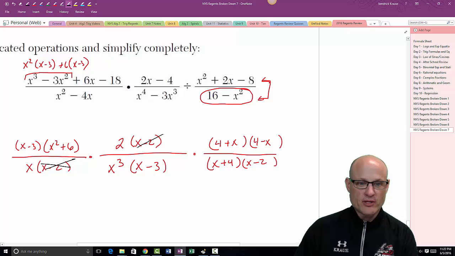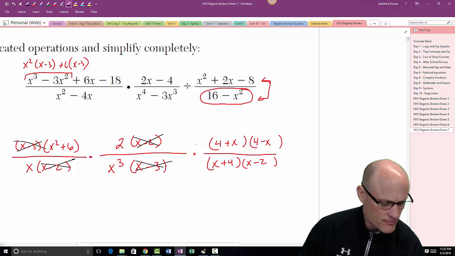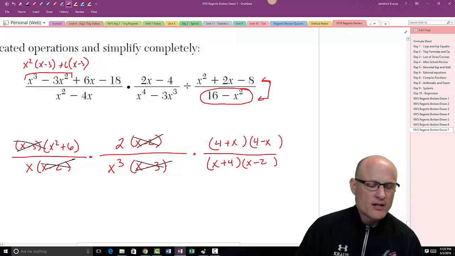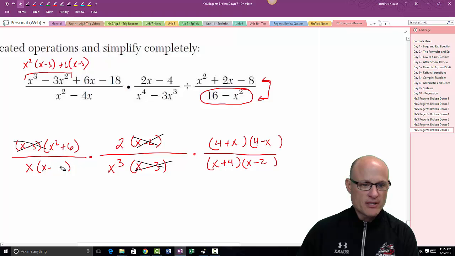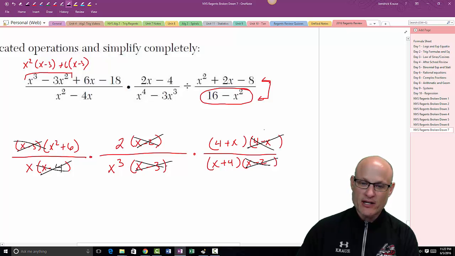X minus 2 cancels with x minus 2. X minus 3 cancels with x minus 3. Oh, I did it again. I knew I made this mistake earlier. This should be x minus 4. So this x minus 2 cancels with this x minus 2. But this x minus 4 cancels with this x minus 4, but it is the -1 rule, so it makes -1. Don't forget that. I did that same thing in the practice when I was working on these things.